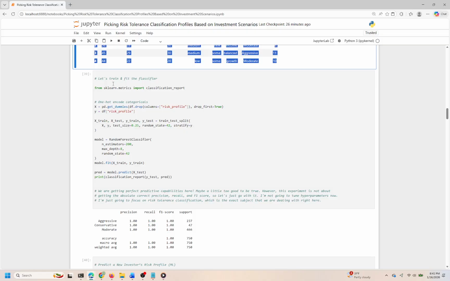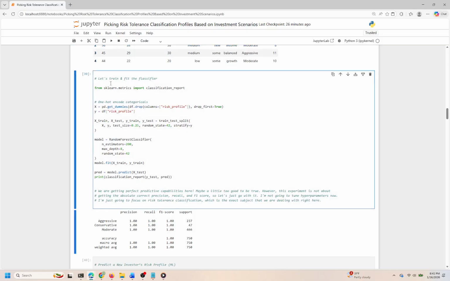Cell 7. In this cell, we're diving into the training and fitting of a classifier, specifically a RandomForest model, to predict risk profiles based on our dataset. This step is crucial because effective classification can help us understand and manage financial risks more accurately. To begin with, we prepare our features for the model. By employing one-hot encoding, we transform categorical variables into a numeric format, making them compatible with the machine learning algorithm.